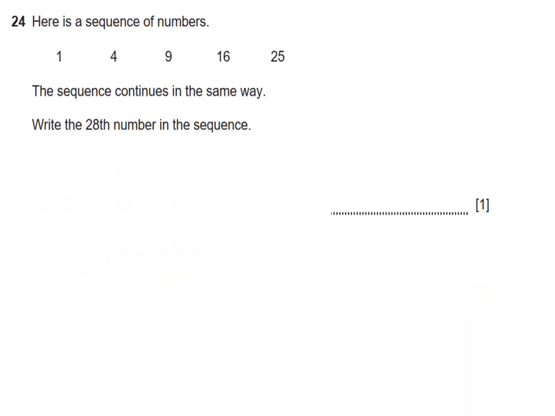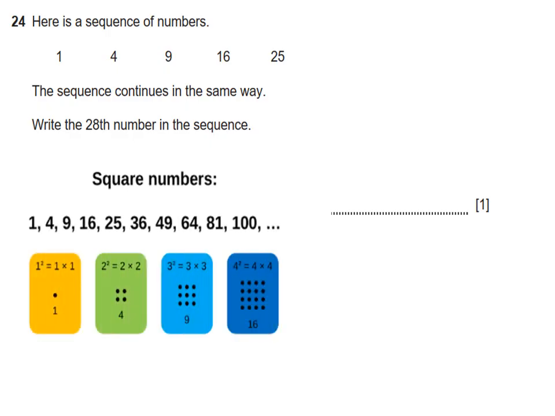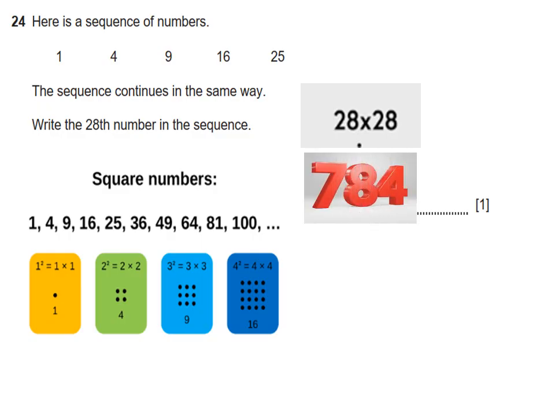1, 4, 9, 16, 25. This sequence is the square numbers, because 1 times 1 is 1, 2 times 2 is 4, 3 times 3 is 9, 4 times 4 is 16, and so on. So if I want to find the 28th number, this means that I need to multiply 28 times 28. Also, we're still in paper 2. You're allowed to use the calculator, so the answer will be 784.